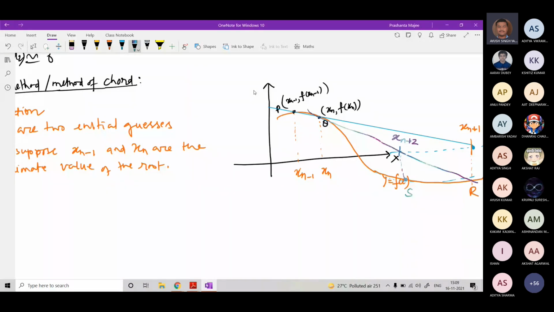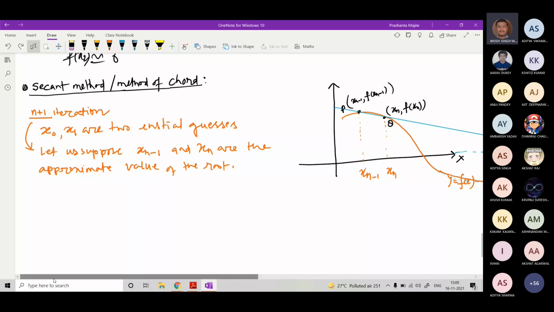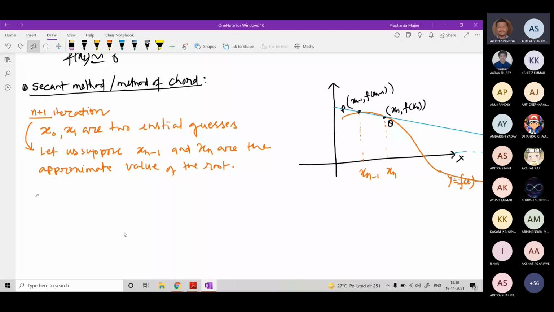Okay. So let us concentrate on the n plus 1th iteration only. Here we have considered the chord joining the points P and Q. So tell me the equation of the chord. Chord PQ is (y minus f of xn) over (x minus xn) equals the slope of the line. What is the slope?